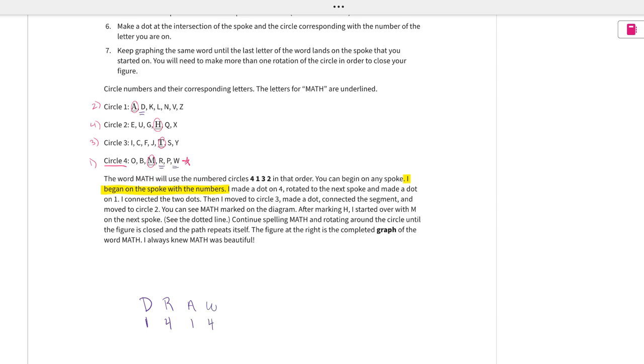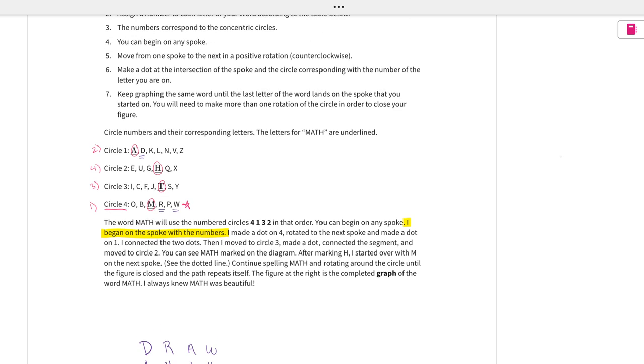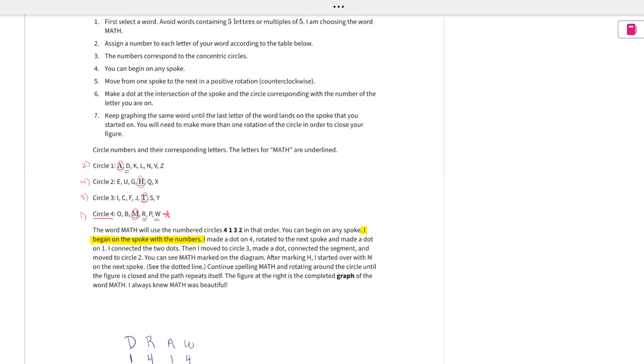So let's pause and review these directions and make sure it's okay that we're picking things on the same circle. So if we look at one, it says first select a word, avoiding 5-letter words or multiples of 5, so we're good there. We didn't do that. Assign a number to each letter. We did that. The numbers correspond to the concentric circles. Right, that means circles with the same radius, which is what we see when we look down at the graphs. You can begin on any spoke.